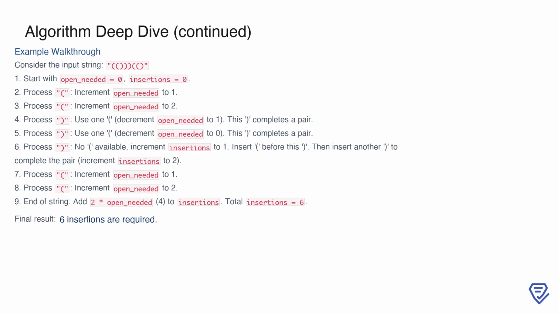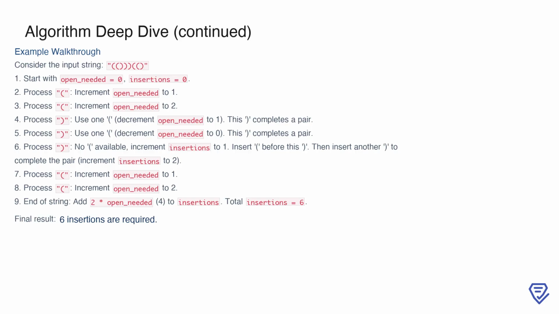To better understand how the algorithm works, let's walk through an example with the input string. We start with open_needed and insertions both initialized to 0. As we process the first character, we increment open_needed to 1. The second character increases it further to 2. When we encounter the first closing parenthesis, we decrement open_needed to 1, as this balances one of the unmatched. The next decrements open_needed again to 0, completing another pair.